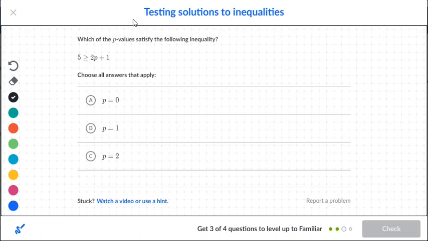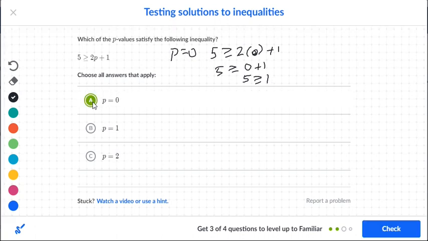Okay, next question. We have letter P is equal to 0. We have 5, inequality sign, 2 times 0 plus 1. So we have 5 and then the 1. Now what we're saying is that 5 is better than 1. Well, that's true. 5 is better than 1.